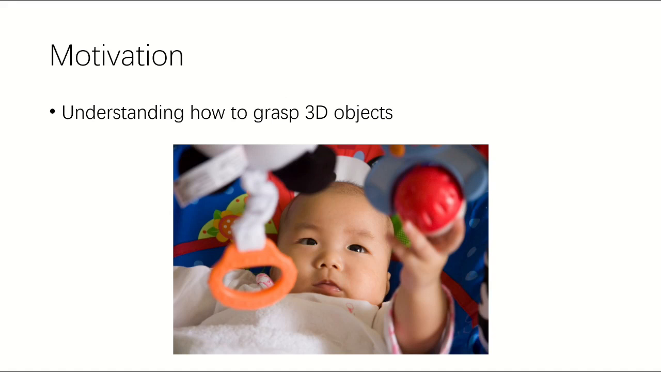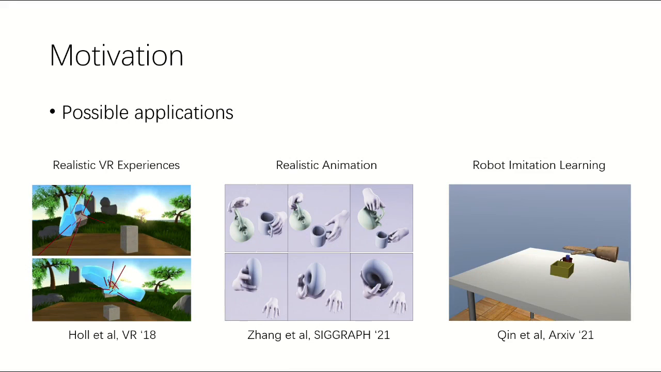The motivation of our work is to understand how to grasp 3D objects. As we all know, grasping the object is our human's primary way to interact with the physical world. So for building embodied artificial intelligence, it is important to learn this ability as a primitive skill. There are some possible applications with human grasp generation. We can use the results for more realistic virtual reality experience and better animation. Moreover, the synthesized grasp can be a good source for robot imitation learning and enable robots to grasp and manipulate objects like humans do.